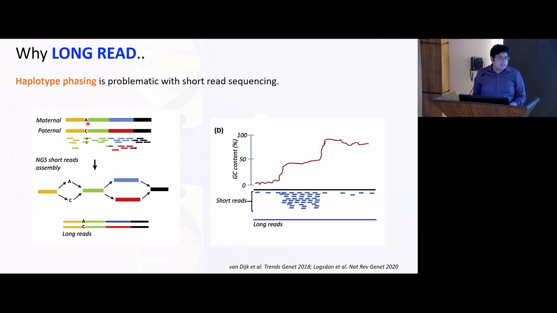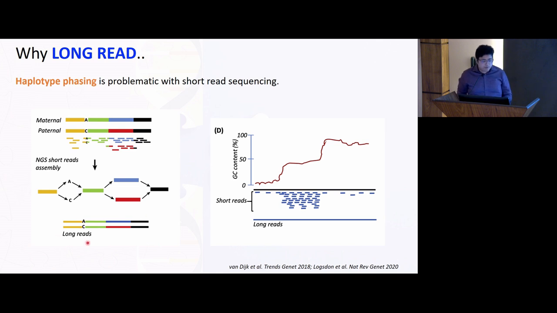So this is very critical in disorders which have maternal or paternal imprinting, like Angelman syndrome or Prader-Willi syndrome. For example, in short read, you will know that there is an A here and there is a C here, and there are different regions of the genome which are either blue or red. But you cannot phase it. You don't know if A is with blue or A is with red. That you will never know.